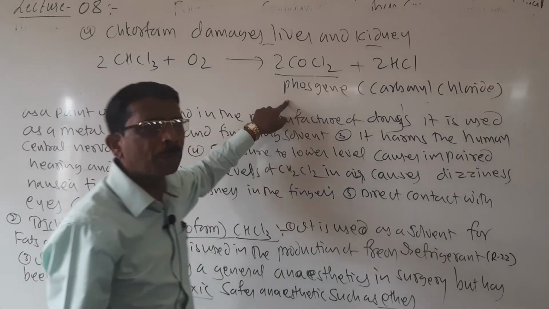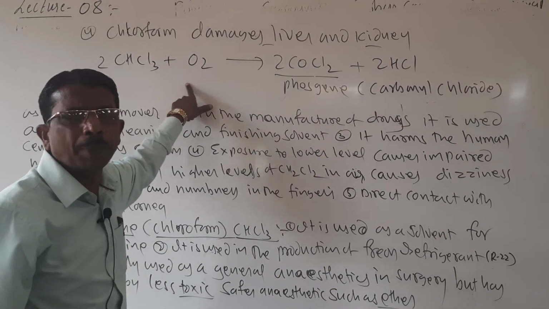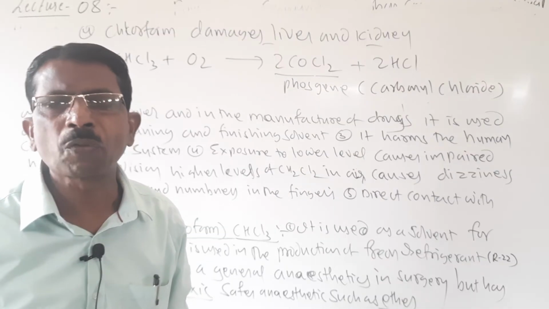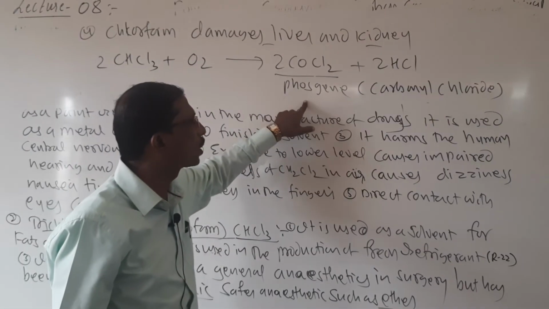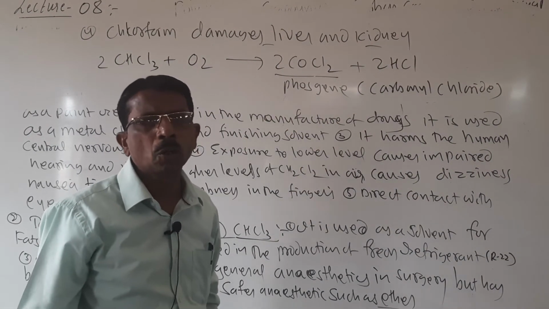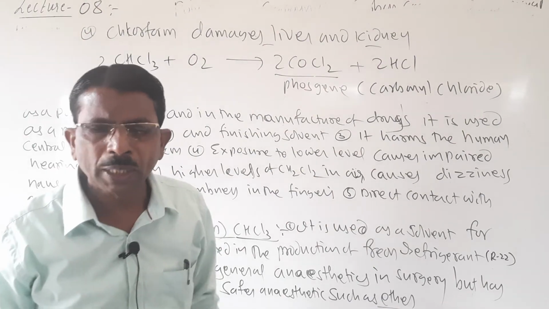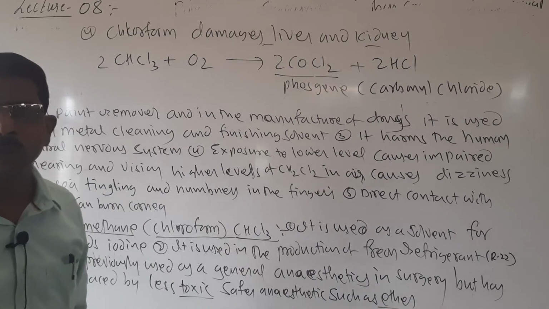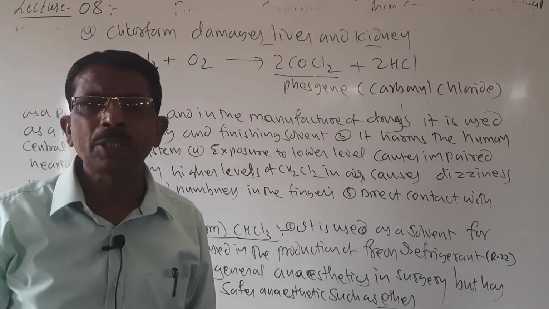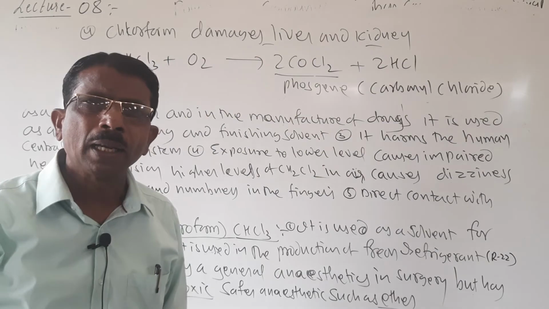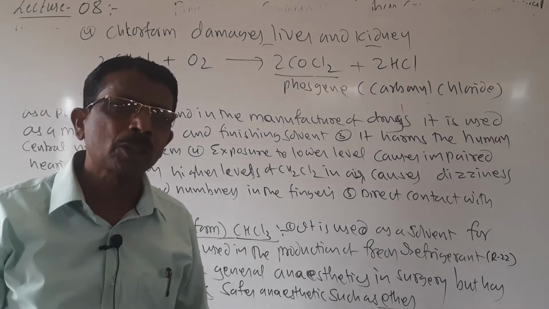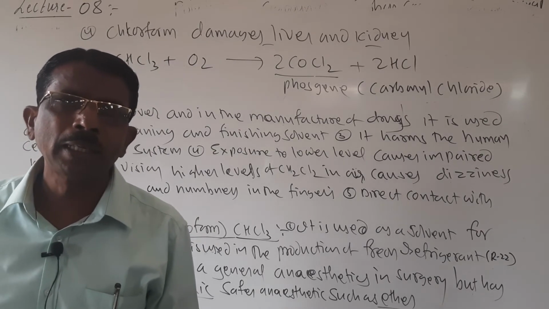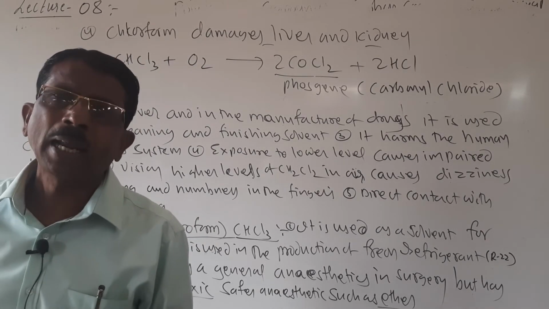In the CET exam, this question was once asked: what happens when chloroform slowly reacts with air, and which poisonous gas is formed? The poisonous gas formed is called phosgene. It is also called carbonyl chloride. The use of these organic compounds in the laboratory is very dangerous, because sometimes unknowingly they will be inhaled and cause nausea, or damage the kidney and liver when inhaled in large quantity.